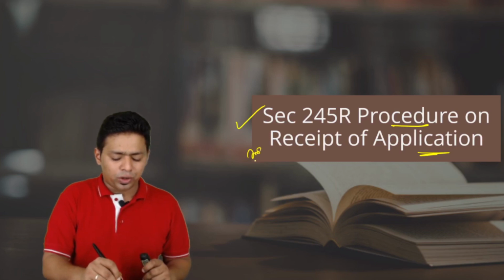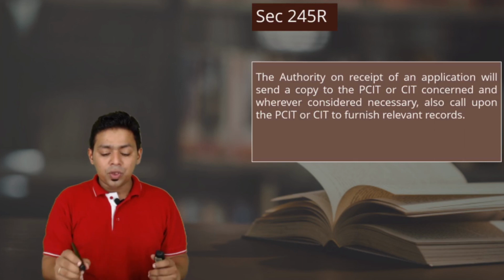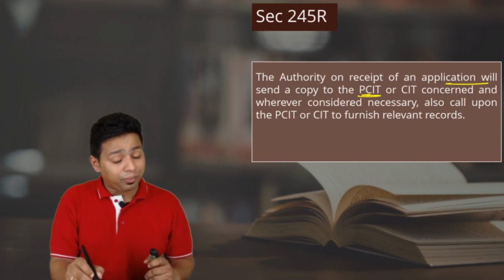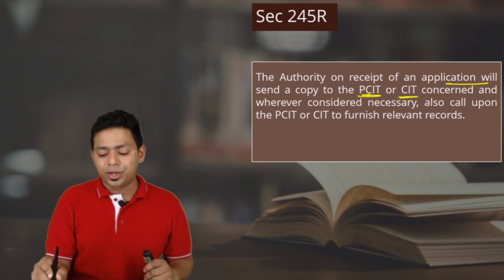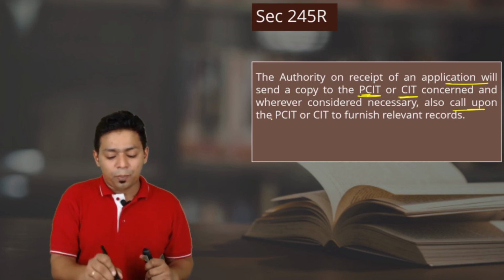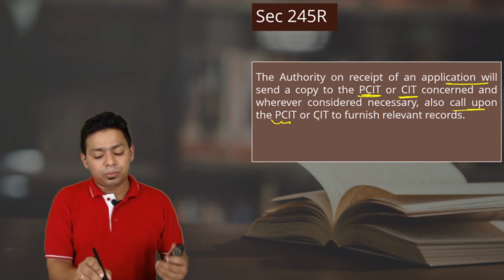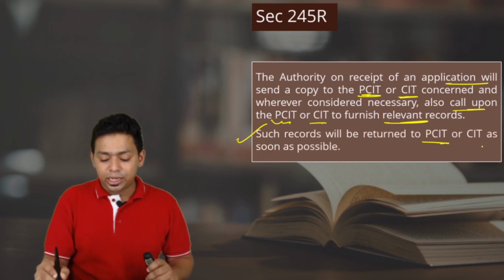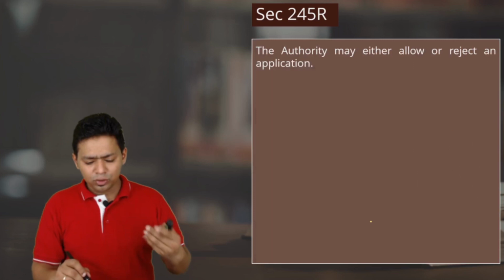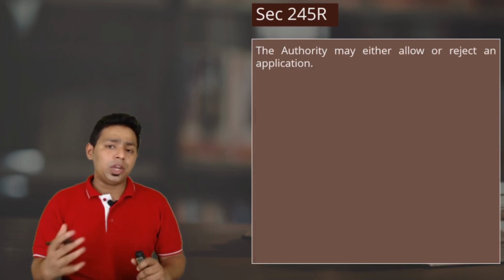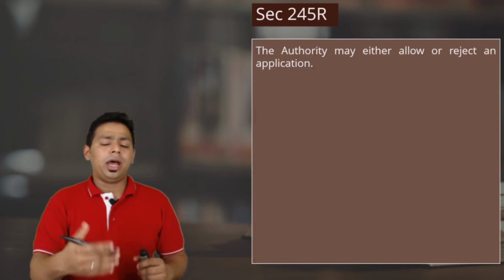Section 245R, procedure on receipt of the application. This is also a little important. What are the procedures? Step 1, step 2, you know that. We have done that in the settlement commission also. The authority, on receipt of the application, will send a copy to the Principal Chief Commissioner of Income Tax or Commissioner of Income Tax concerned, and wherever considered necessary, they will also call upon the Principal Chief Commissioner and CIT to furnish the relevant record. Such records will be returned to PCIT and CIT as soon as possible. So if certain things are going on about the assessee, if they want to conduct some inquiries with PCIT, they can call them and they can discuss.